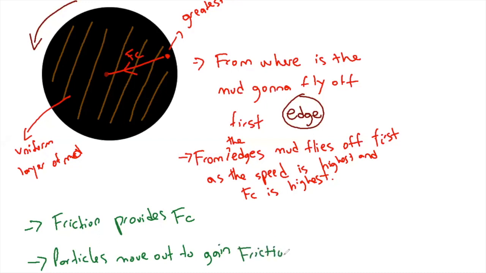Don't you think that I can gain friction the more contact I make with a surface? So if my mud is moving to the right, isn't it actually gaining friction? That's the reason why the particles move out, why they fly off, why they fall off the turntable when the turntable starts spinning. Because the particles move out to gain friction. Yeah, you could say that. So, is everyone clear about this?